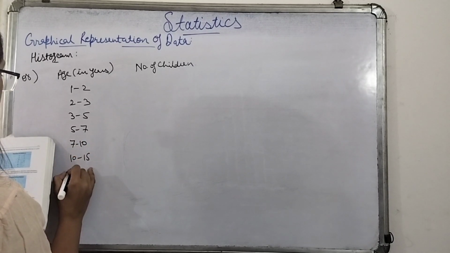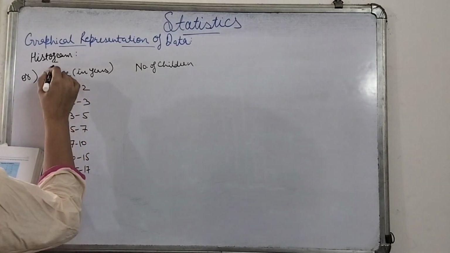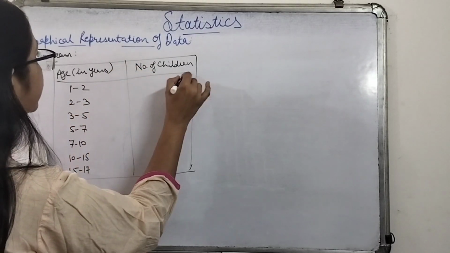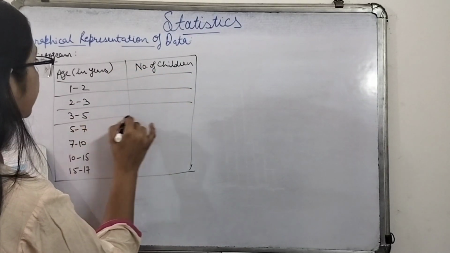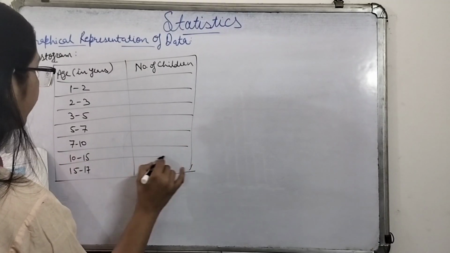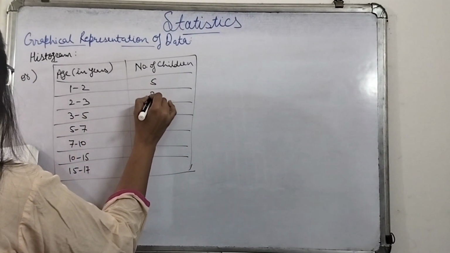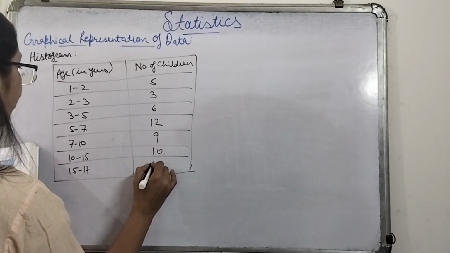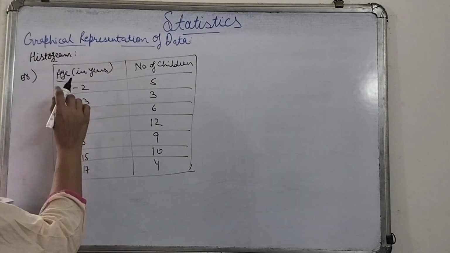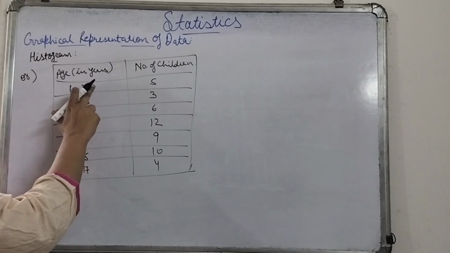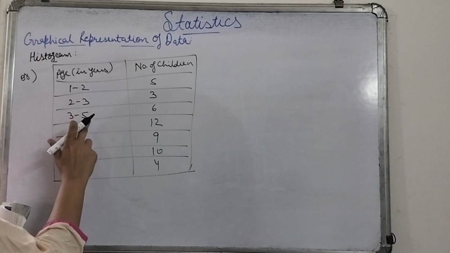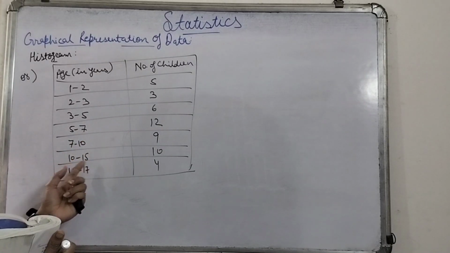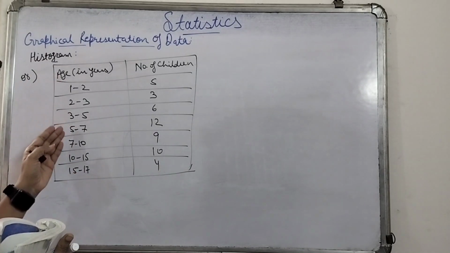15, 15 to 17. This is the age, and the number of children is given to us as, first of all, I'm making the table like this. Number of children are given to us as 5, 3, 6, 12, 9, 10 and 4. Now over here what we can see is the class size. From 1 to 2 it is 1, 2 to 3 it is again 1, 3 to 5 it is 2, 5 to 7 it is 2, 7 to 10 it is 3, 10 to 15 it is 5, 15 to 17 it is 2. So class size is different in most of the cases.